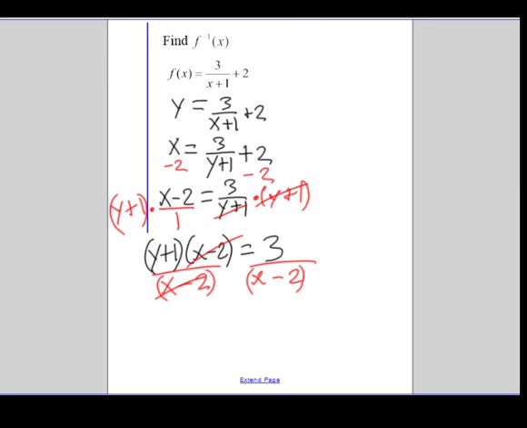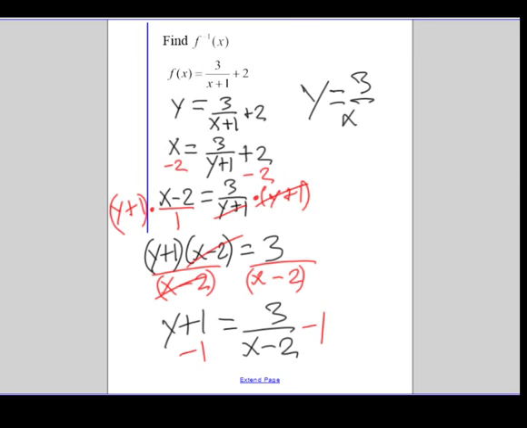What am I left with? I'm left with y plus a 1 equals 3 over (x minus 2). I still have to get rid of that positive 1 with a negative 1. So I'm going to subtract 1 from both sides. And so my answer is y equals 3 over (x minus 2), minus 1.